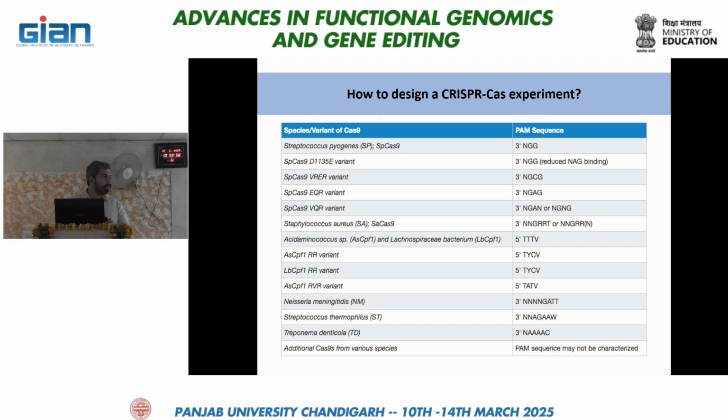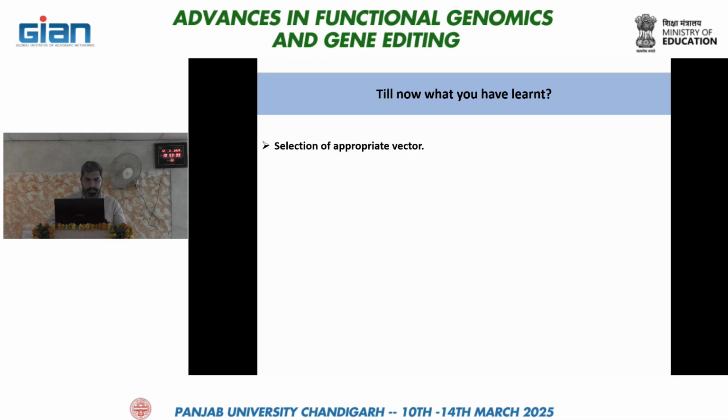Because we have worked with this in PHSC 401 and PKSC 401, Streptococcus pyogenes Cas9 is there, so that's why we are emphasizing more on this. And till now you have learned how to select an appropriate vector on AddGene based on your requirements.